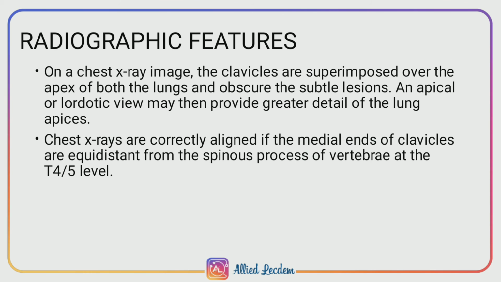Next are the radiographic features of the clavicle bone. On chest X-ray, the clavicles are superimposed over the apex of both lungs and obscure subtle lesions. An apical or lordotic view may then provide greater detail in the lung apices. Chest X-rays are correctly aligned when the medial ends of the clavicles are equidistant from the spinous process of the vertebra at the T4 or T5 level.